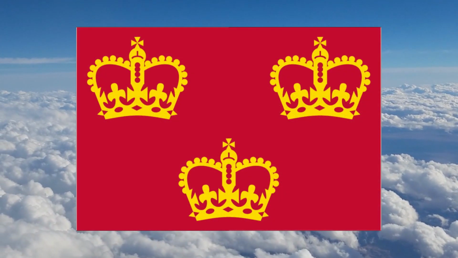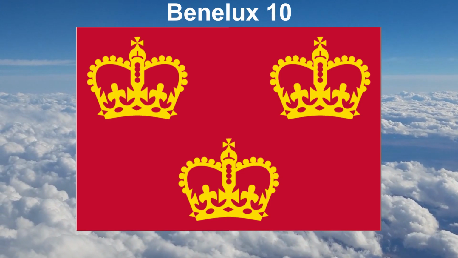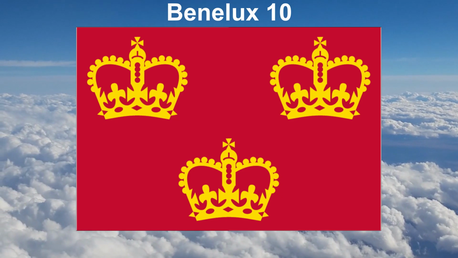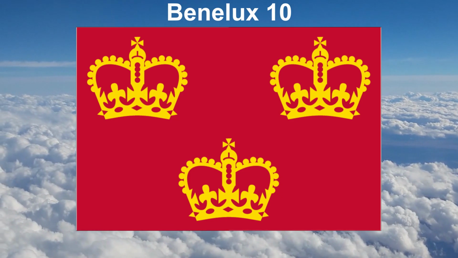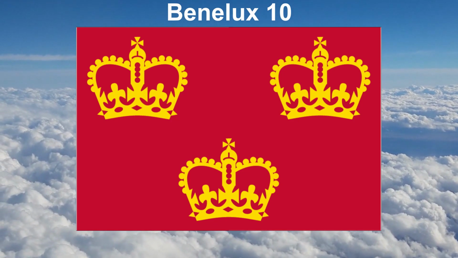Next is entry 10. The red field symbolizes the bloodshed over the past centuries, as this is a region that has been fought over quite a lot throughout history. The three crowns each represent one of the three monarchies in the area. They are golden yellow to symbolize the wealth of the region as well as hope for a bright future.